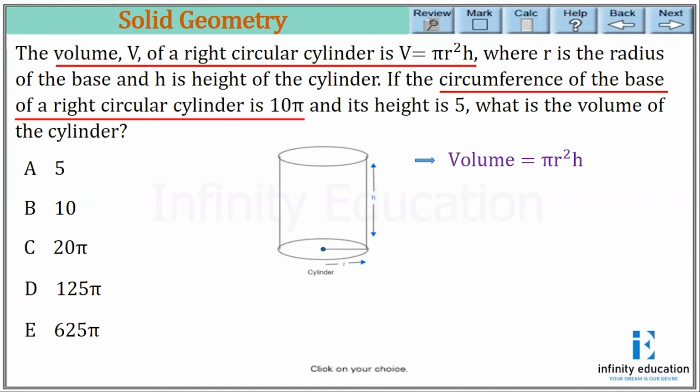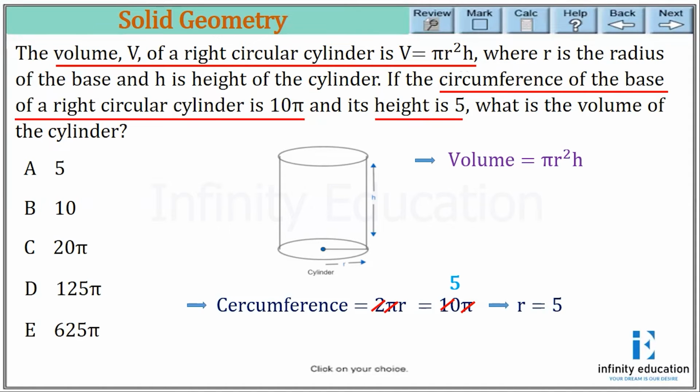So the circumference of the base is given as 10 pi. The circumference formula is 2 pi r, that is given as 10 pi. Now if we do the simplification, we have the value for r equals 5. It is also given the height as 5. So the volume should be pi into 5 square, 5 being the radius and 5 also being the height. So 125 pi, that is D, is the answer to the question. I hope the question is clear to you.